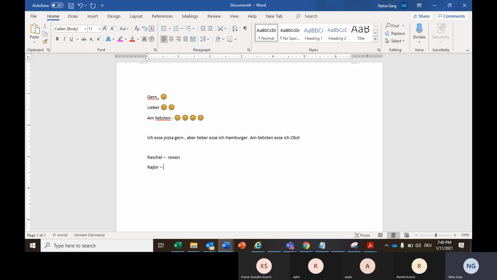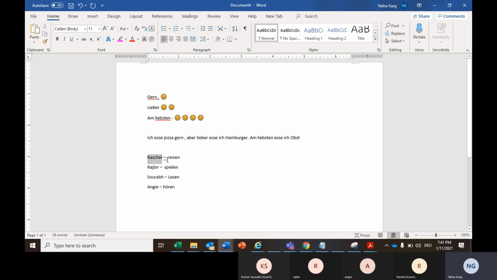Okay, just wait. Rajveer, for you, Spielen is the word. For Saurabh, Lesen is the word. And for Angie, Hören is the word. So here I have written one activity or one hobby, you can say. So, basis this hobby, you have to write one sentence. Like for Essen, I have written I eat pizza preferably, then more preferably I eat burger, and then most preferably I eat fruits.